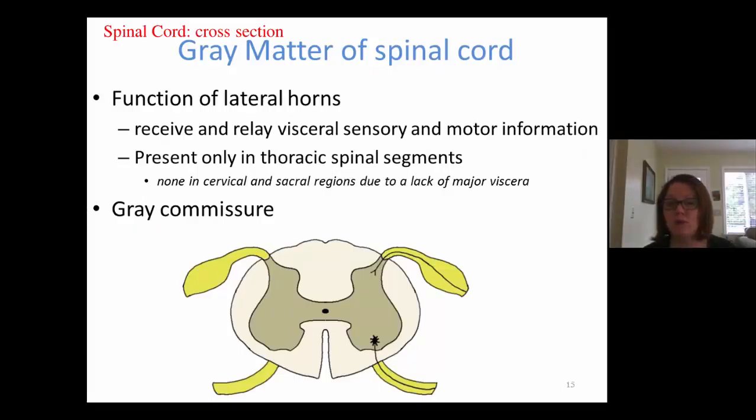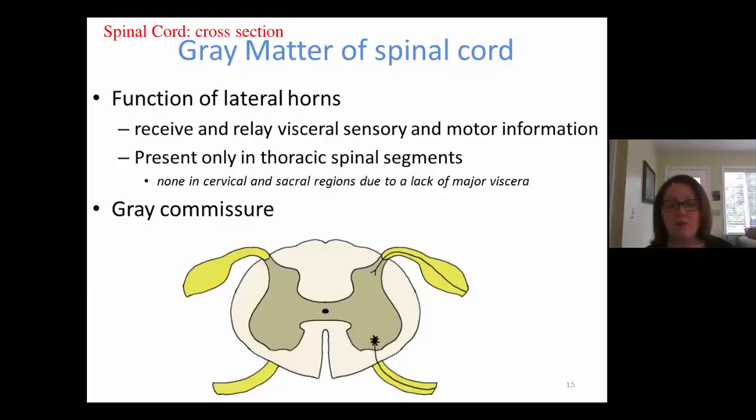Now, the lateral horns are really only present in the thoracic spinal segments, and that's because the lateral horns are really only dealing with information from the viscera, from our guts, so like our intestines and our stomach and our spleen and our heart and our lungs. And all of that is located generally in the thoracic and abdominal regions. We don't have a whole lot of viscera in our cervical and sacral regions, so we don't see lateral horns there. And I'm not going to talk a lot about that. We're going to talk more about autonomic control, which is control of our viscera, in a different segment.